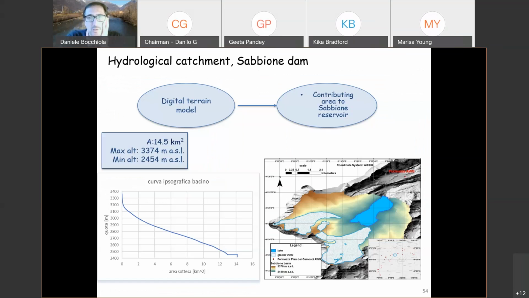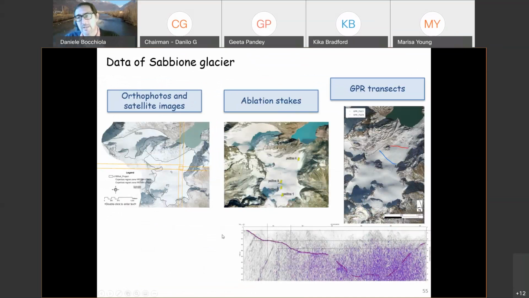We have a number of tools, so a digital terrain model to calculate the area, contributing, the watershed, etc. And this is exactly the watershed and the lake. We could count on a number of pieces of information from satellites and orthophotos of the present and past situation. Ablation stakes, I think ablation stakes were kindly provided by the SME, which is the Italian Meteorological Association, so by Daniele Cadberro and Luca Mercalli, I think. And GPR transits were provided by Andrea Tamburini, who made, with this GPR radar, an assessment of the ice depth along these transects.